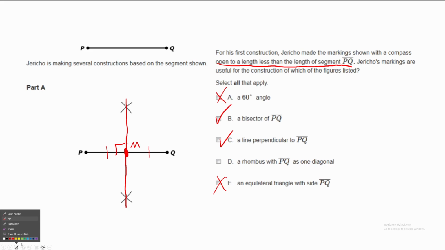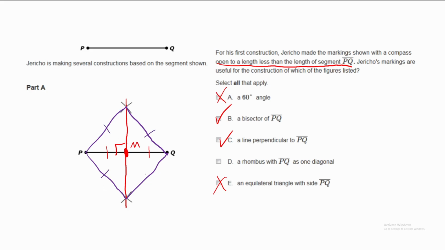Let me change the color here. Let's go to purple. In purple, if I drew these lines, I know they're not perfect, but all of these sides are going to be the same. Why? Because our compass did not change its distance as we made this. Those arcs that were made did not change the distance, so all those sides have to be the same. PQ is a diagonal, so yep, purple, that is going to be one of our answers right there.